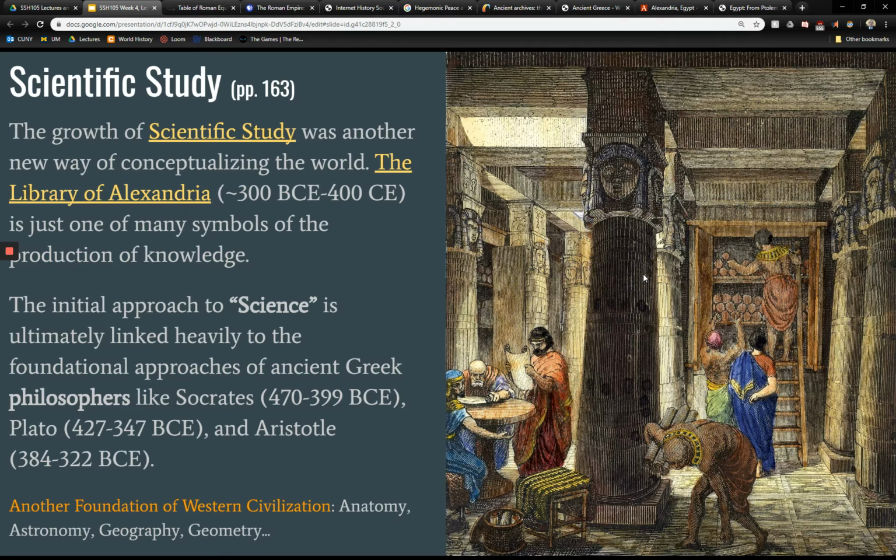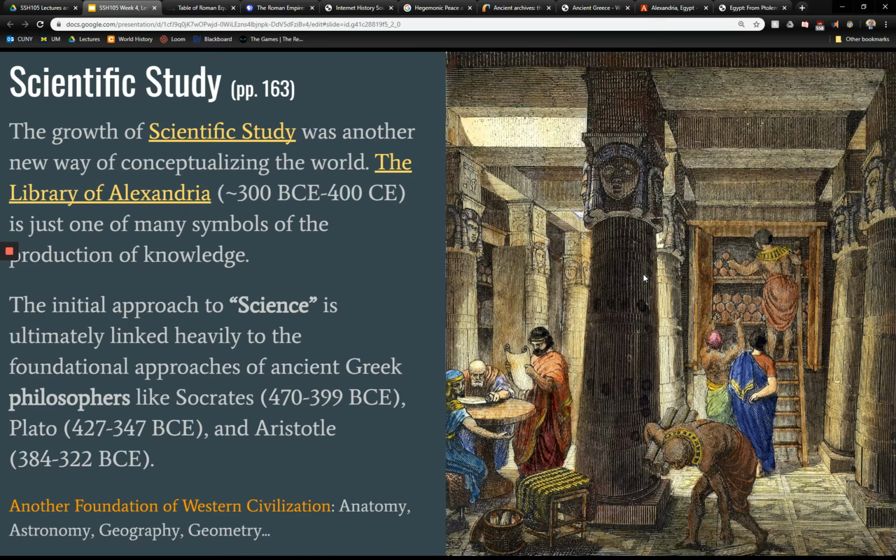The growth of scientific study is also quite significant in the Greek and Roman world, also under the Persians, especially under Rome. It really expands. But we have ancient Greek philosophy, people like Socrates, Plato, and Aristotle, whose approach to the world is actually fairly scientific if you look at some of their writings.